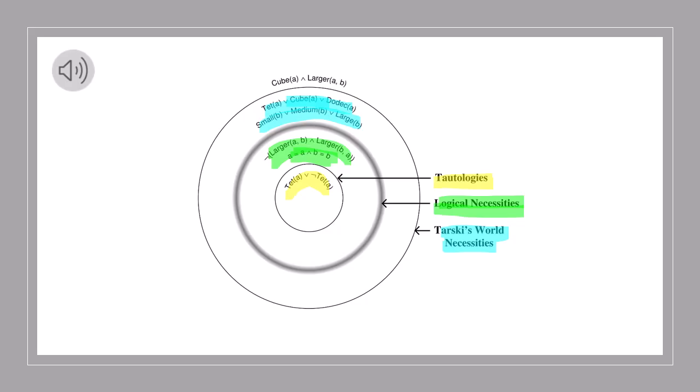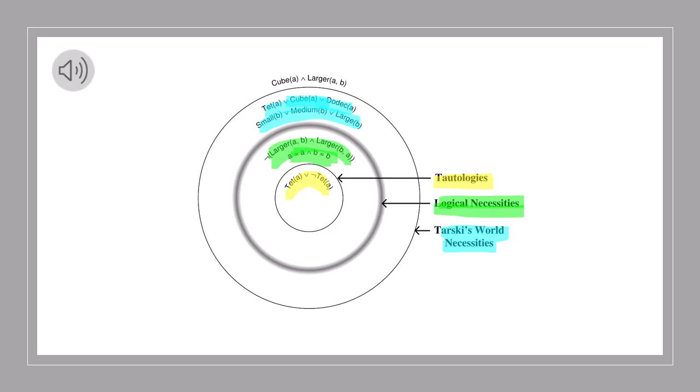The same thing for the sentence small b or medium b or large b, because we can imagine a world outside of the Tarski's world program where we allow for shapes that are bigger than those that might be called large in Tarski's world, or might even have 3 different designations of sizes. So that particular sentence could be false in some possible circumstance.